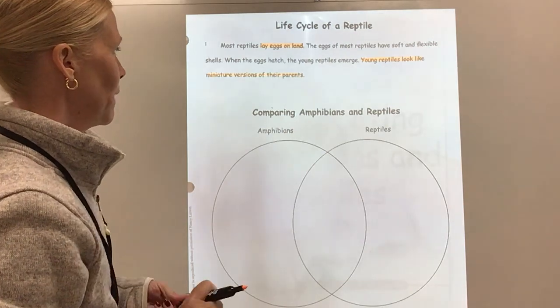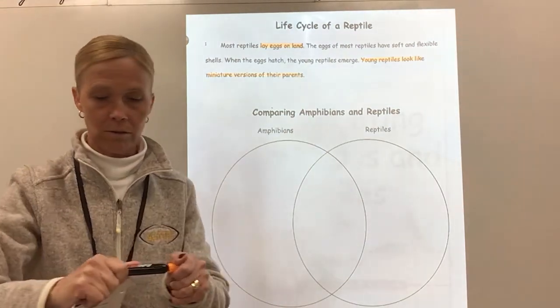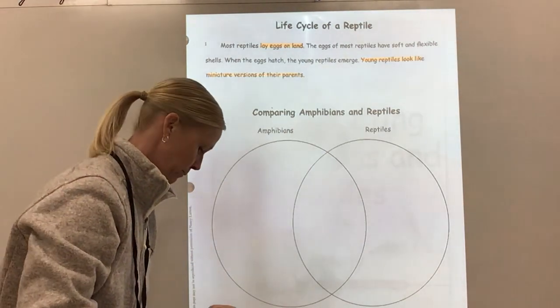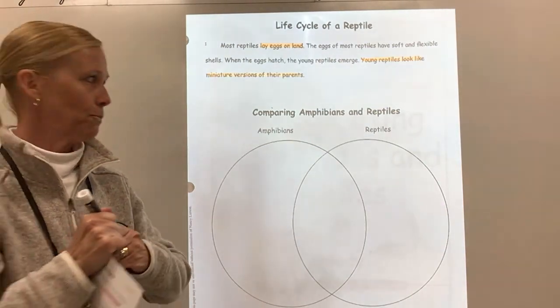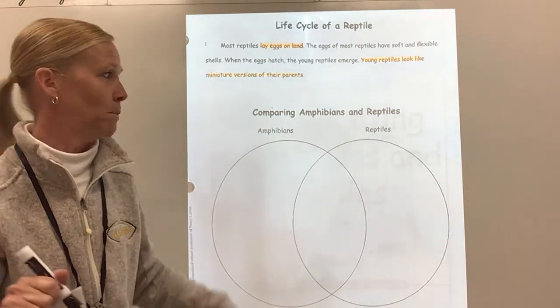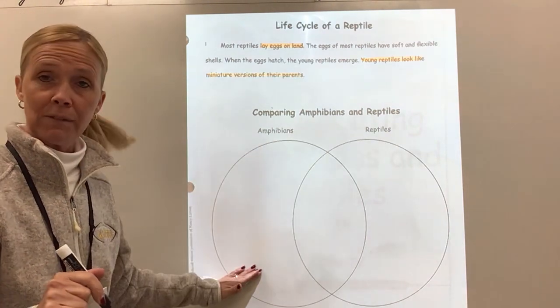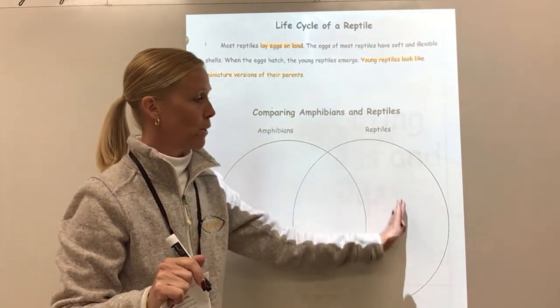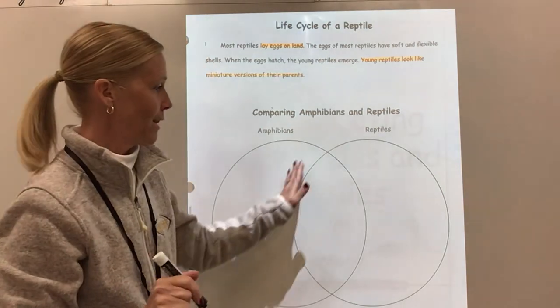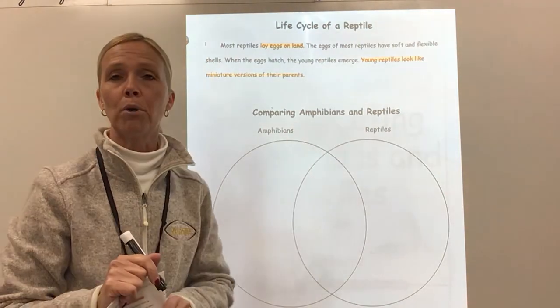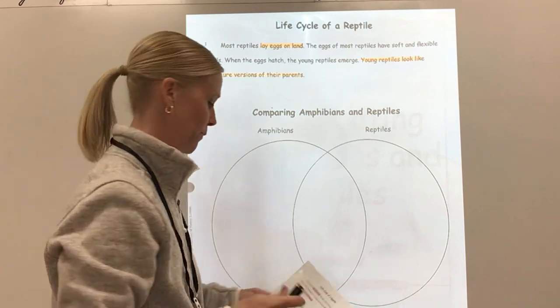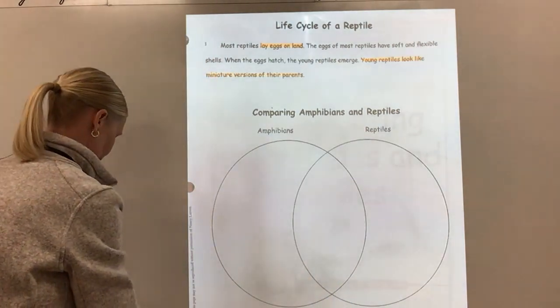All right, so comparing amphibians and reptiles. Let's do some bullet points here. Remember, on our Venn diagram, on this side we're looking at things specific to amphibians. This side we're looking at things specific to reptiles, and then that centerpiece is what do they both have in common or the same.